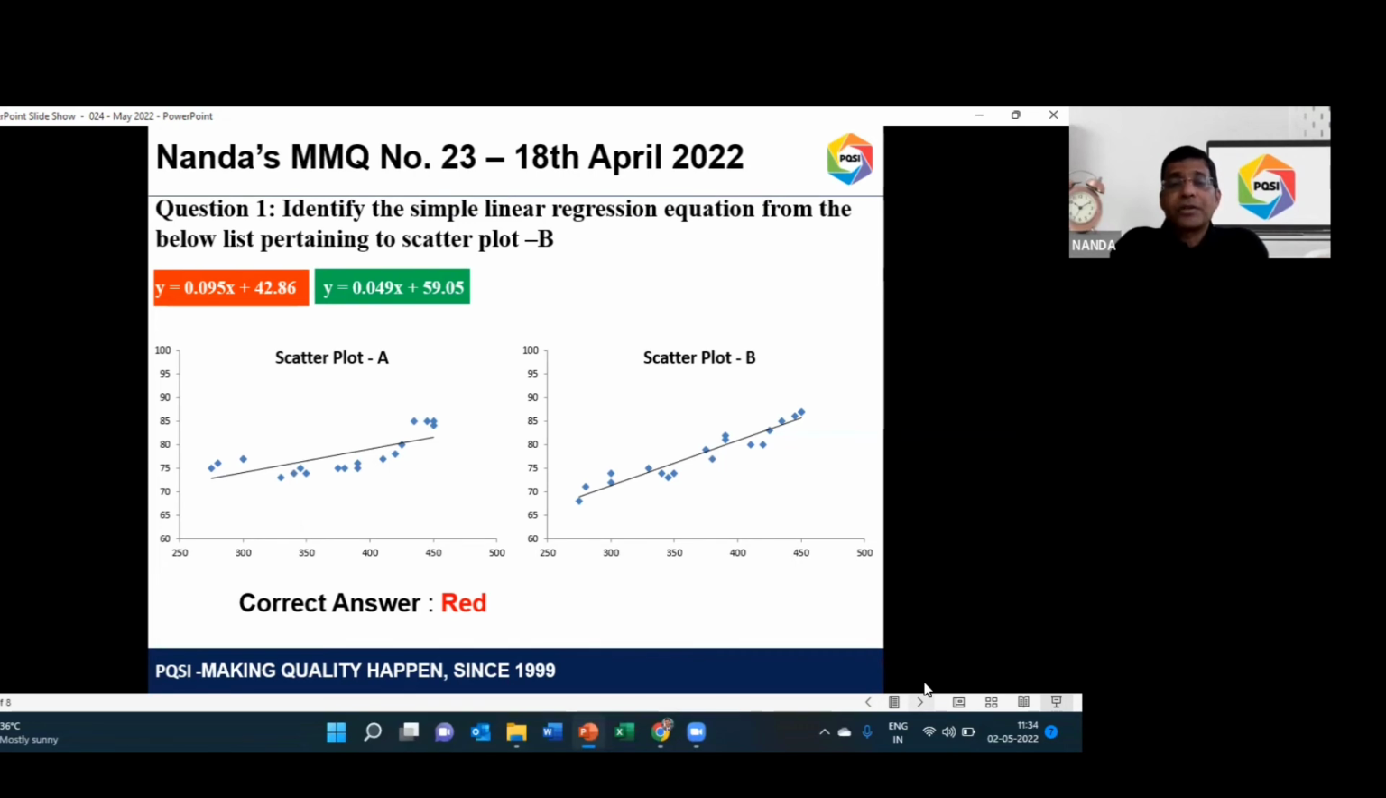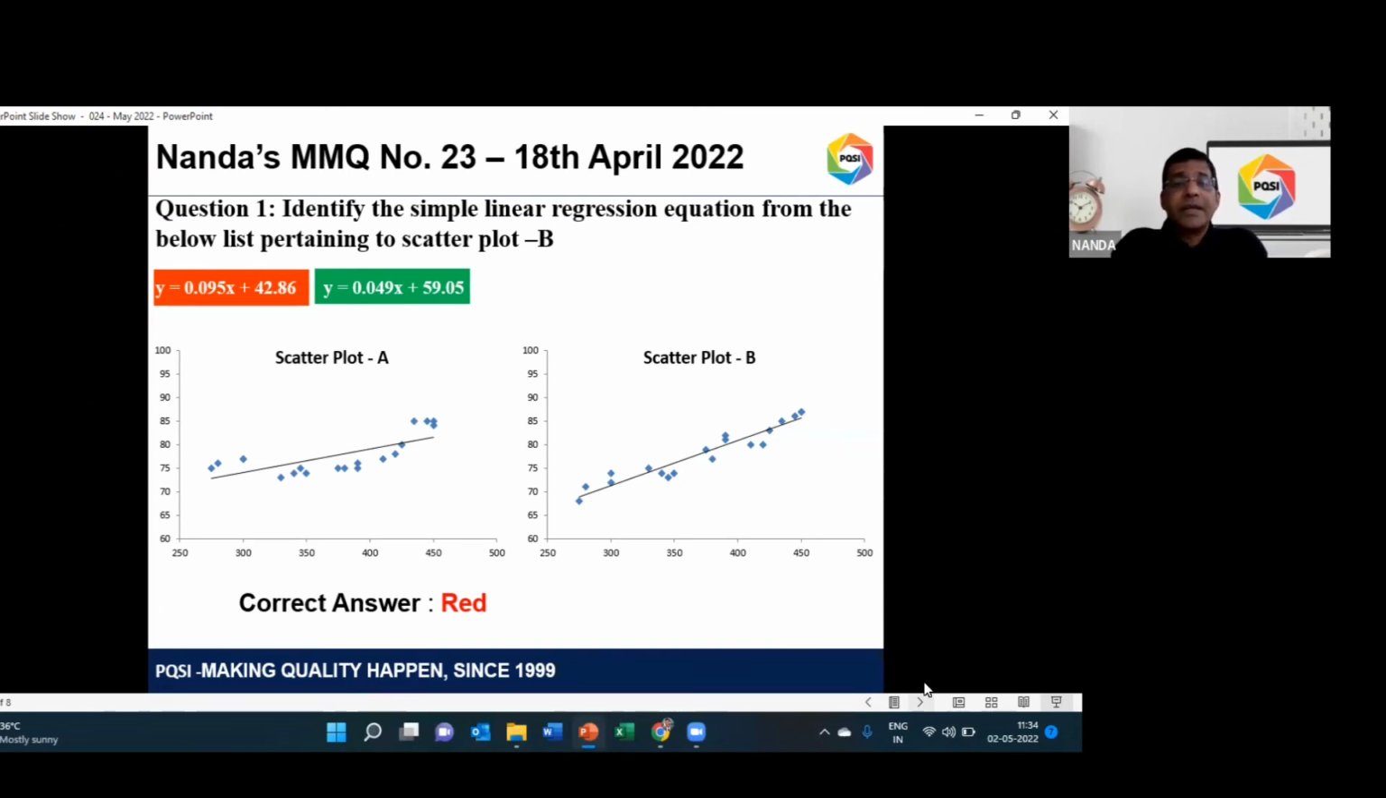There are two scatter plots that were given, and two equations were mentioned, one highlighted with red, another highlighted with green. The right answer is the equation highlighted in red, which pertains to plot B, primarily because, by the look of the regression line, you'll know the slope is higher there. If you look at the equation, y is equal to ax plus b, or during school days, we used to say y is equal to mx plus c, where m or a refers to the slope. The equation highlighted in red has the higher slope value m.